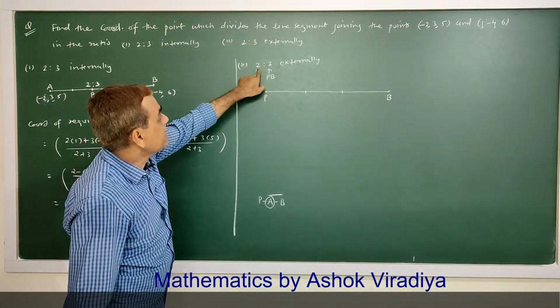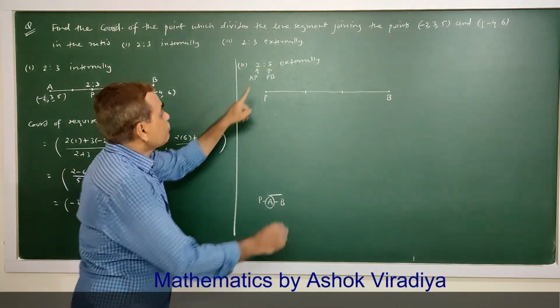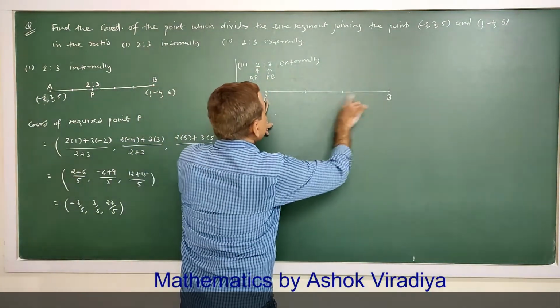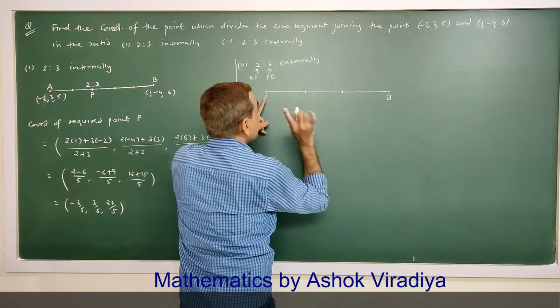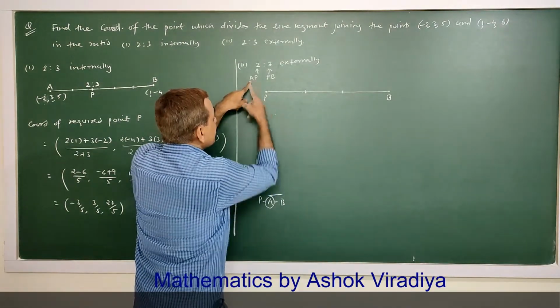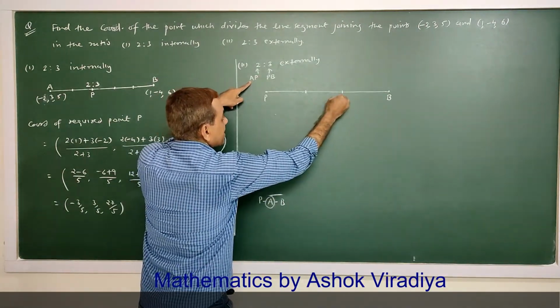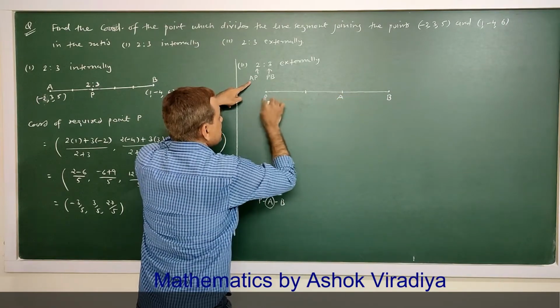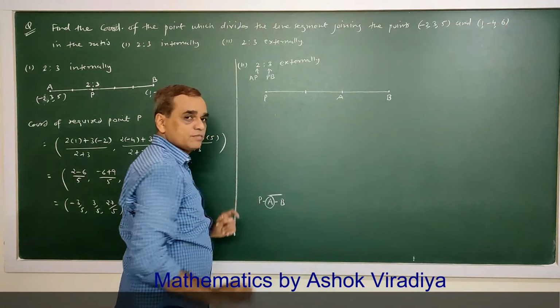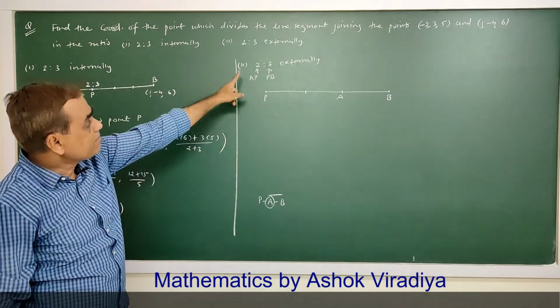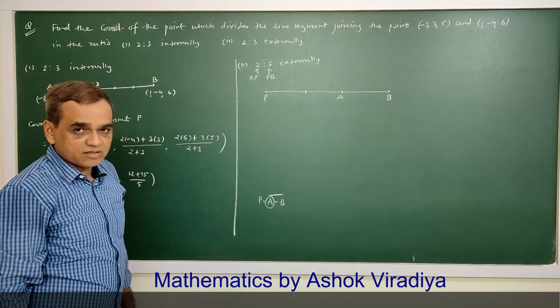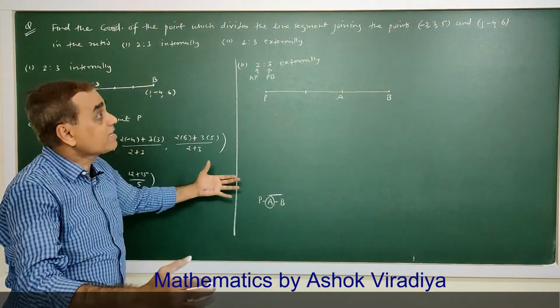So this is for length AP, this is for length PB. PB is 3, so show this in 3 partitions. Now we set A in such a way that AP is 2. So if I keep A here, then AP is 2. Here you can see that AP is 2, PB is 3. This is the way to draw the diagram for external division.